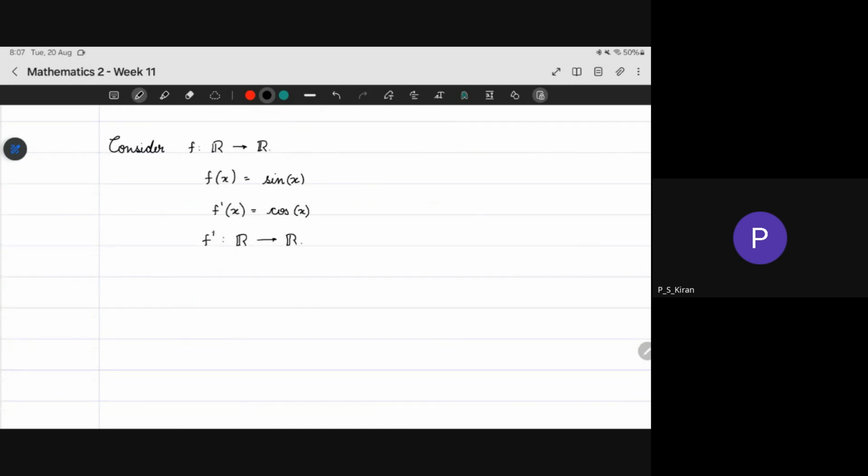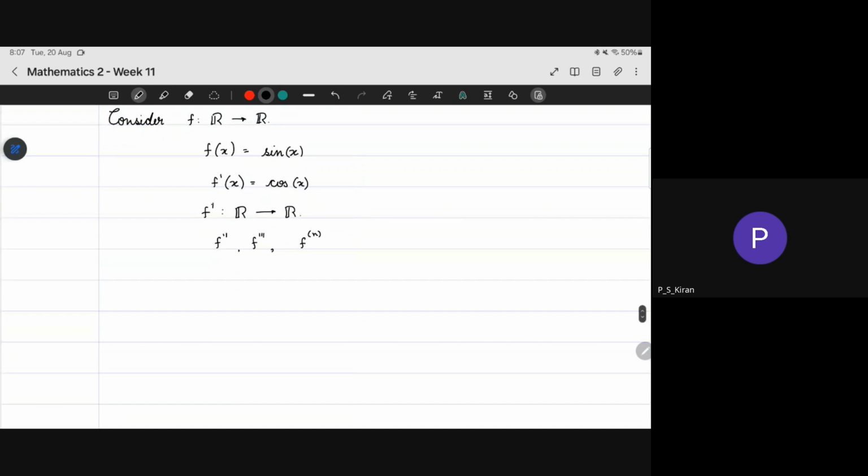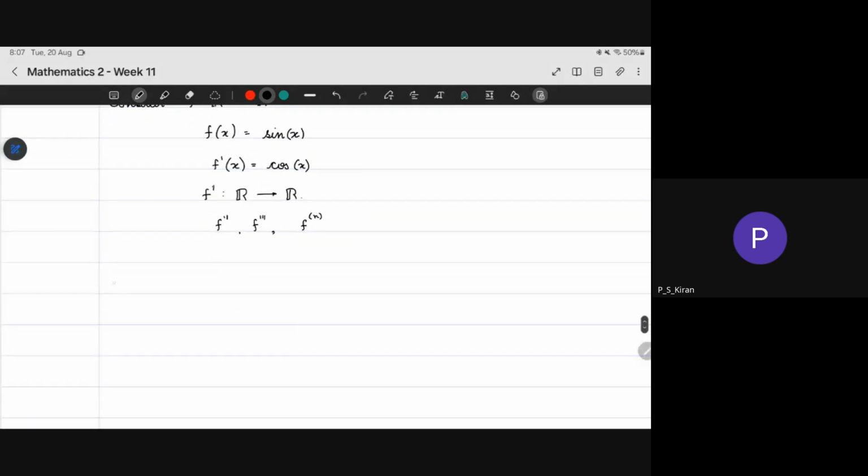I can again analyze this. Here, in this case, it's a trigonometric function, so it is infinitely differentiable, is what we call it. We can differentiate it again to get f double prime, the derivative of that, and so on. In general, we denote it by f superscript n. But what happens when you have a multivariable function?